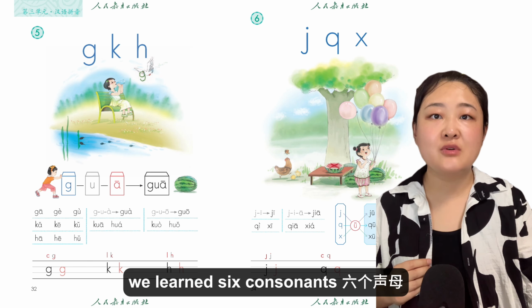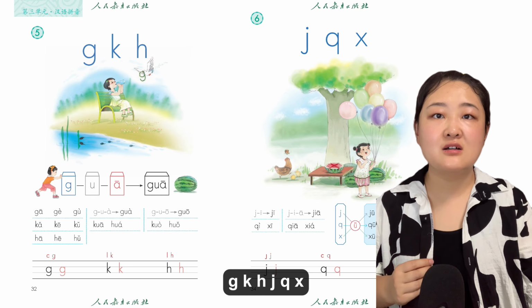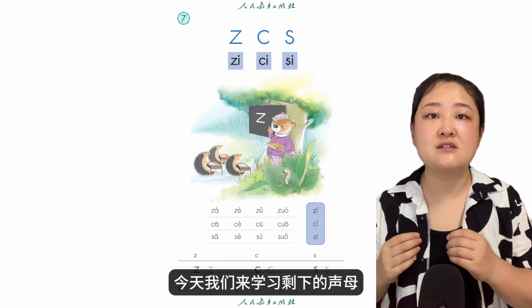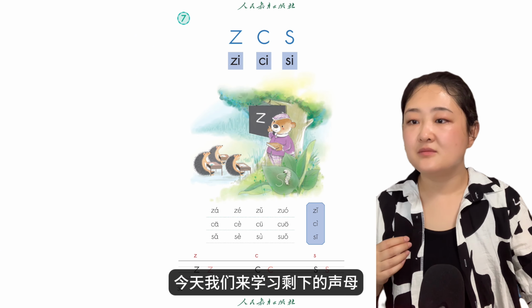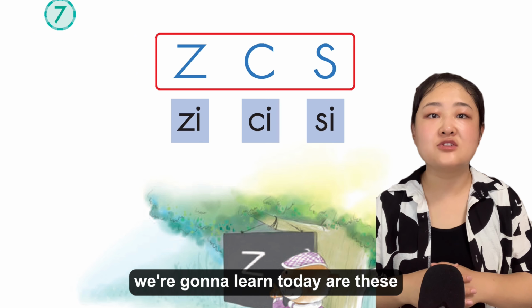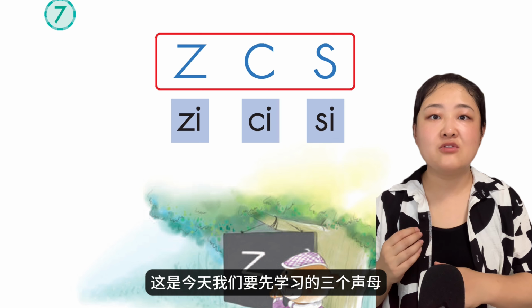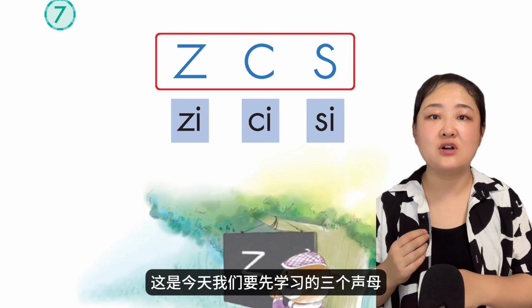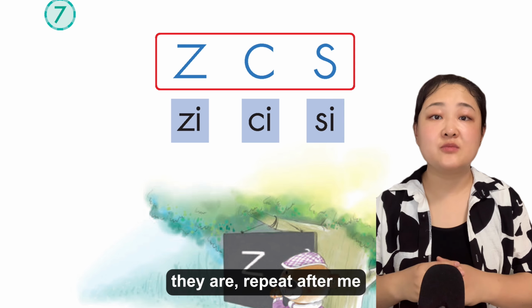In the last episode, we learned 6 consonants, 6个声母 g、k、h、j、q、x。今天我们来学习剩下的声母。The first 3 consonants we're gonna learn today are these. 这是今天我们要先学习的3个声母。They are, repeat after me, z, c, s.